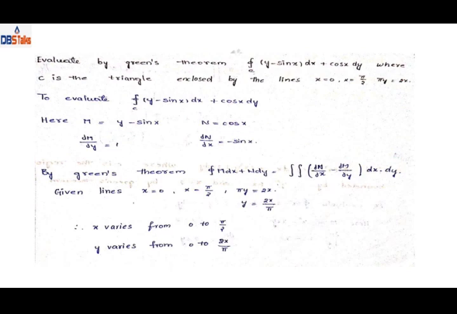Next, we find limits, x limits and y limits. In this given problem, given lines are x equal to 0 and x equal to pi by 2. So, x limits are 0 to pi by 2. Next, we want y limits, and given pi y equal to 2x, which implies y equal to 2x by pi. So, y lower limit is 0, and y varies from 0 to 2x by pi.